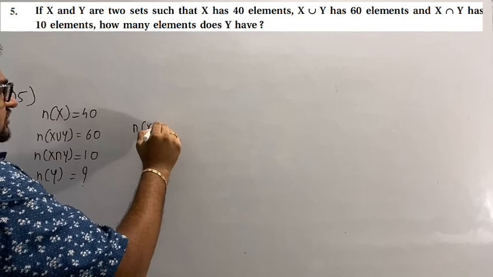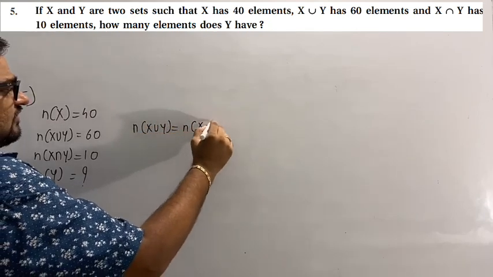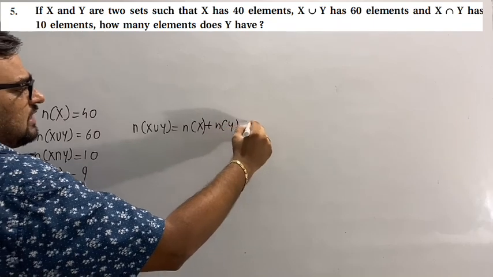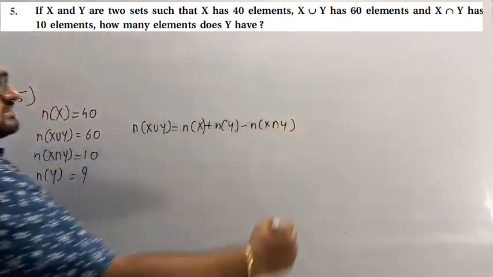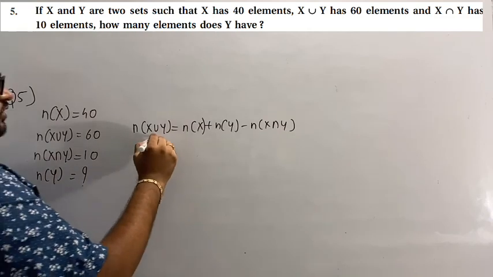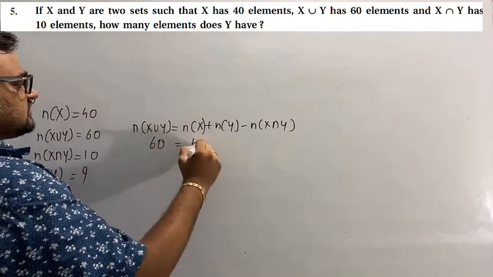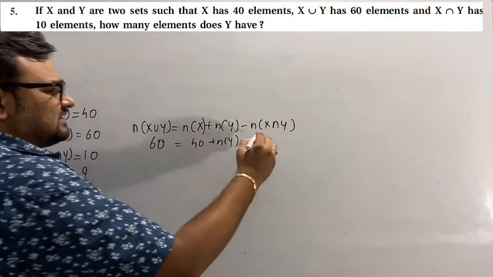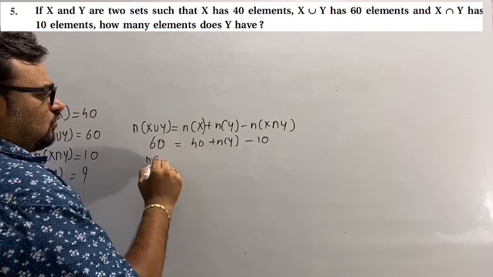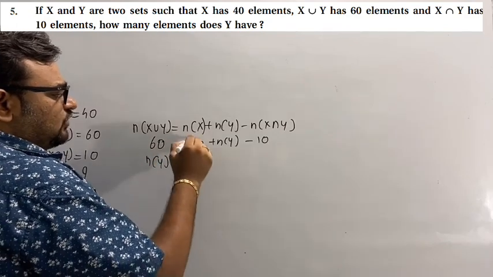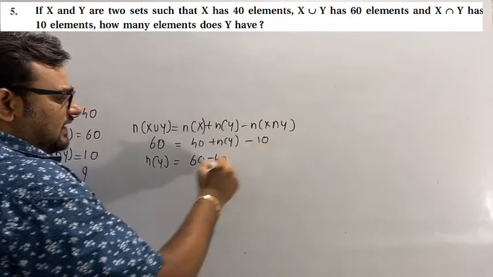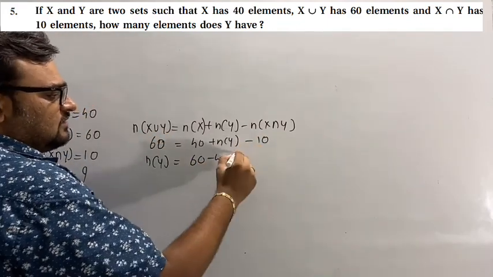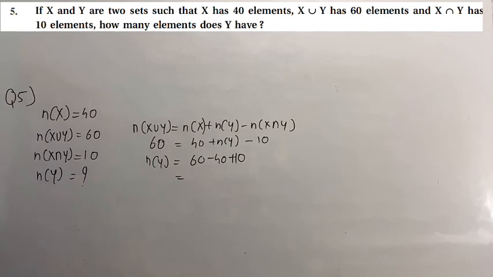n of X union Y is n of X plus n of Y minus n of X intersection Y. So this is equal to 60, n of X is 40, n of Y, and n of X intersection Y is 10. So n of Y is 60, when 40 goes to this side, minus 40, when 10 goes to this side, plus 10. So this will be equal to 60 minus 40, 20, 20 plus 10, 30.